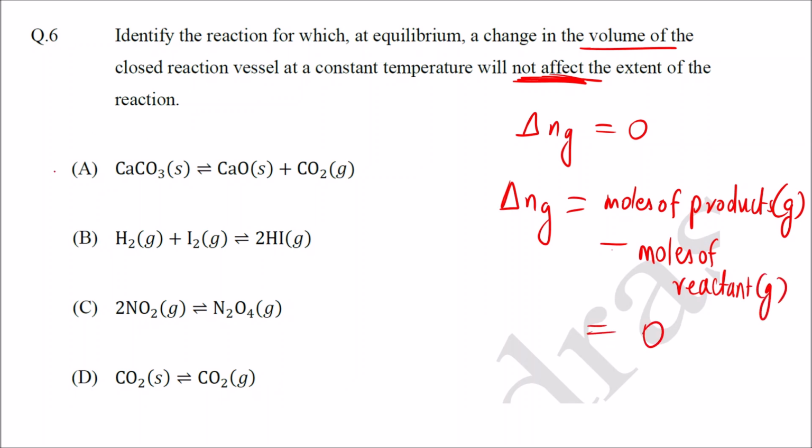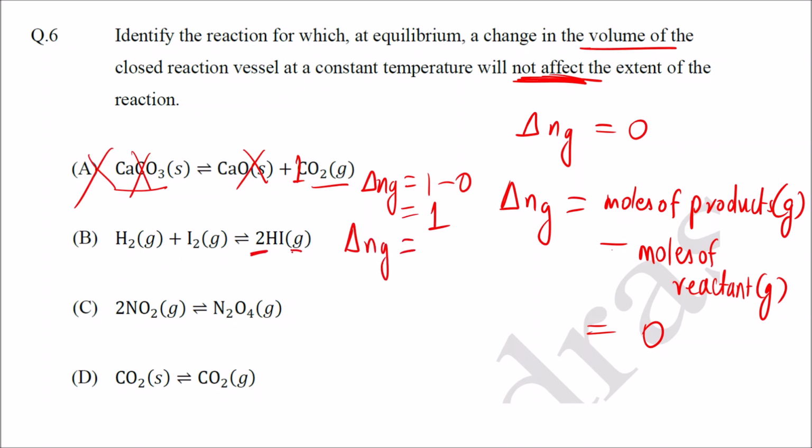Okay, so first one, option A. Here delta ng will be, gaseous product is 1. This is solid. This is also solid. So 1 minus 0, that will be 1. So here it will be affected. This is incorrect. Option B. Delta ng will be product gaseous, there are 2 moles, minus 1 plus 1, 2. So 2 minus 2, 0. So this is the correct answer.